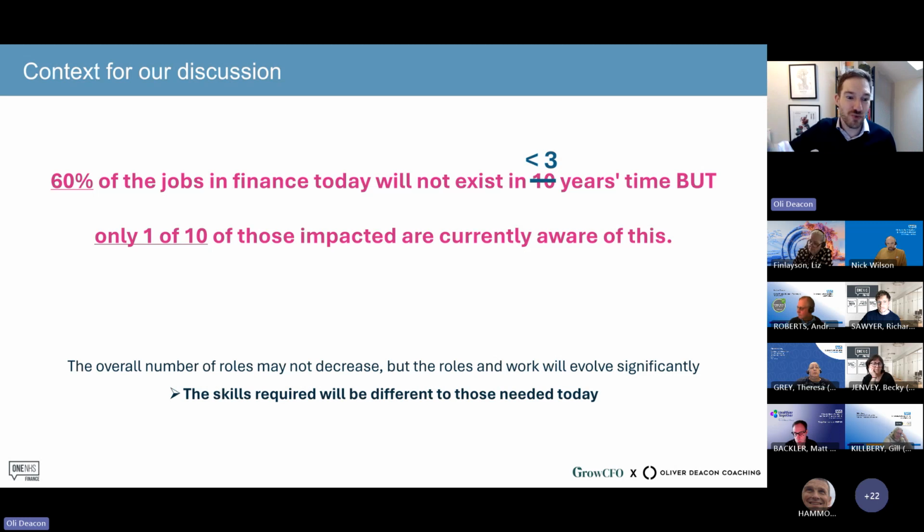Now, before all of you race off to the job centre and start thinking about what you're going to do instead, I'm not necessarily saying that the number of roles are going to decrease. There are some caveats around that, but the work we're going to do is going to evolve so significantly. The skills we need in the future are going to be so different from what they are today, and AI is going to be a fundamental part of this.